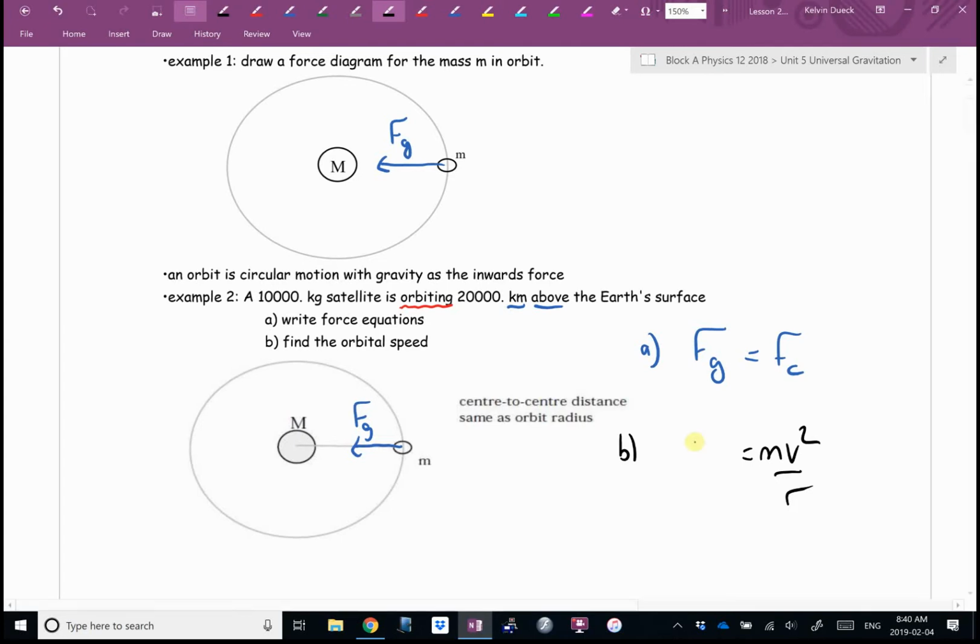Now, don't write this down, I can't use that because this far out, I don't think little g is 9.8. I have to use the universal equation for gravity. Big G, big M, little m over r squared.